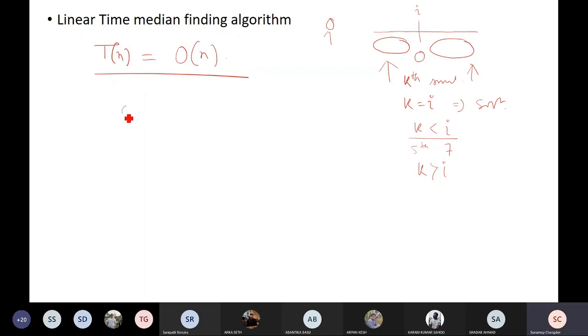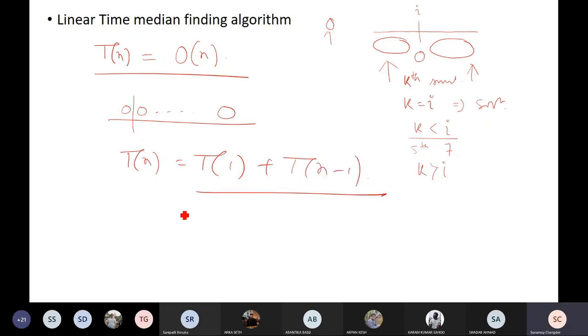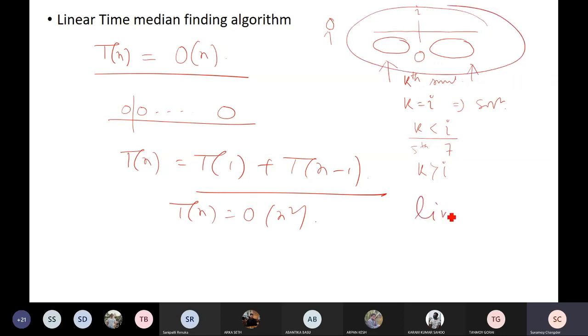That means if all the elements are in sorted order, then always we will get T(n) equals T(1) plus T(n minus 1). Always. And if we solve this recursion, we will get T(n) equals order of n square. Therefore, in worst case, this algorithm is not linear in nature. Though the expected running time, that means on an average, we may expect that the time complexity is linear, but in case of worst case, this algorithm will exhibit order of n square time complexity.